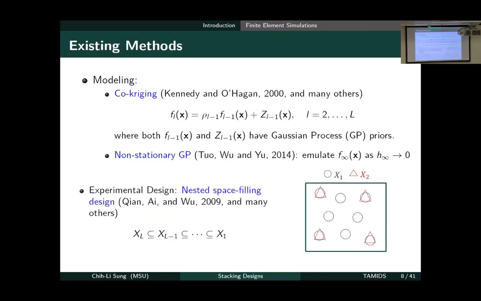From the design point of view, I think this nested design has been commonly used in the literature. The idea is that for higher fidelity, the input locations of the high fidelity simulations should be nested within the low fidelity ones. For example, here X1 is the input locations of low fidelity simulations, which have, I don't know, 7 points, no, 8 points. For the high fidelity simulations, I have these 4 input locations, and those should be nested. The advantage of doing this is that it makes the computation easier and more efficient.